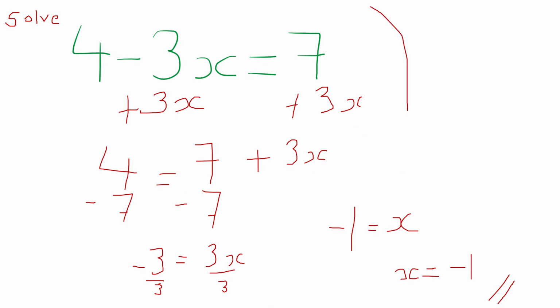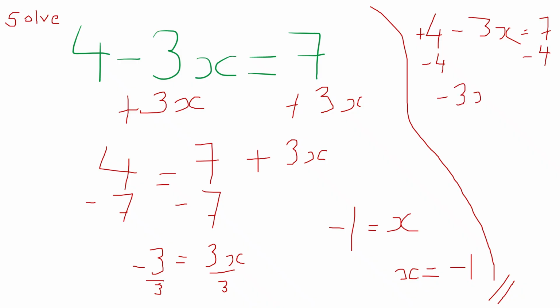The second way that you can also do, if you're wondering, is if I just write it out again. I'm going to have 4 minus 3x is equal to 7. I could also subtract 4 on both sides, because obviously we've got plus 4 there. So subtract 4 on both sides, we get minus 3x is equal to 7 minus 4, which is 3. And then divide both sides of my equation by minus 3, or negative 3.